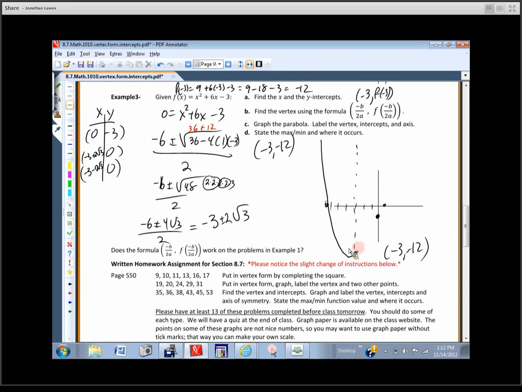And there's my graph. Even though it looks crappy, how am I going to get 100% on this part of the test? Label it. There's the vertex. There's the y-intercept of 0, -3. Which x-intercept is this? It's the one with the plus, because here's the axis of symmetry, -3. -3 plus 2 radical 3, comma 0. And this one is -3 minus 2 radical 3, comma 0.